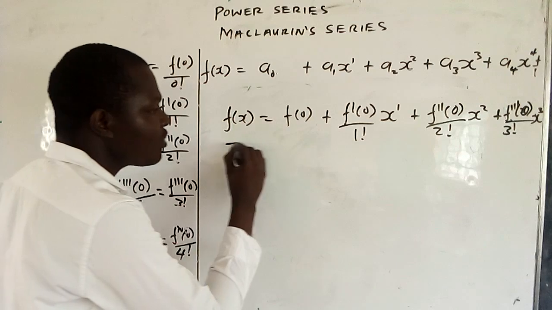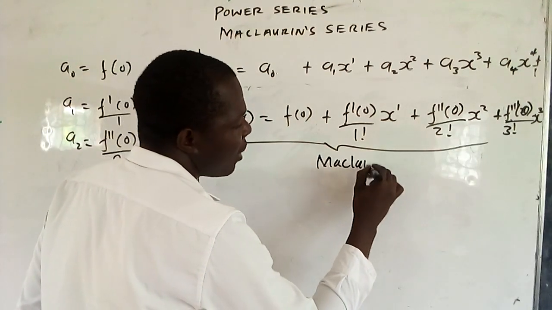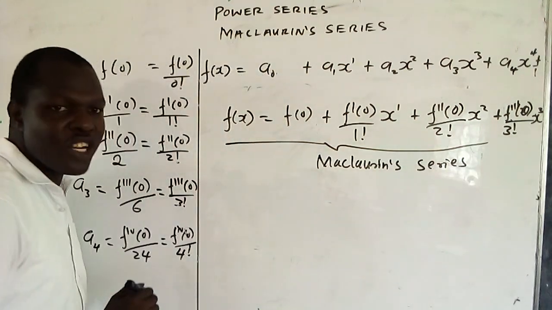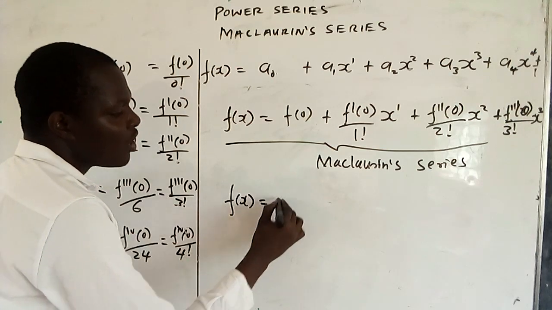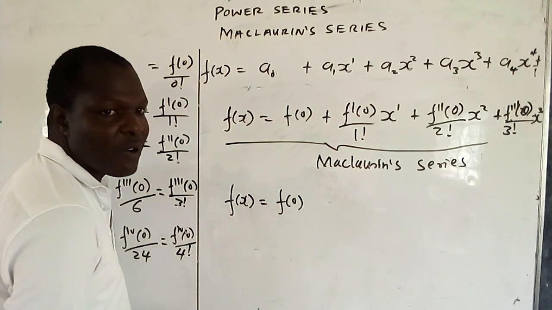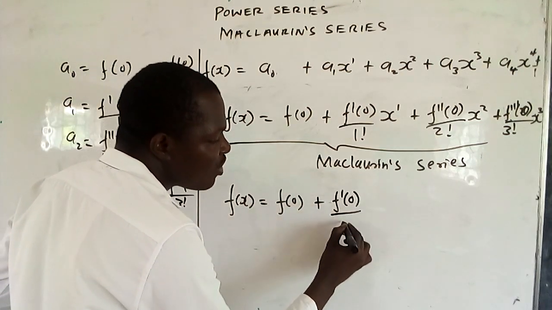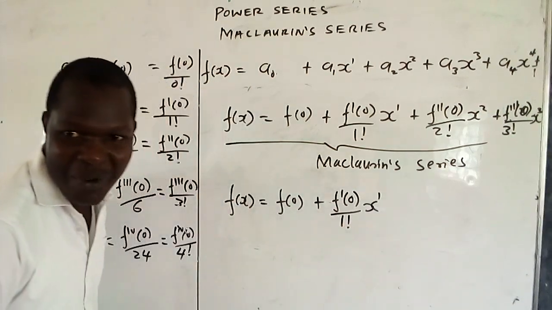Now this is what we call the Maclaurin's series. This is the Maclaurin's series. So what is the Maclaurin series? The Maclaurin series of a function f of x, when you start from f of 0, then the next one, if you have f prime of 0, then it means you have 1 factorial, then our x is raised to power 1. Are we together?